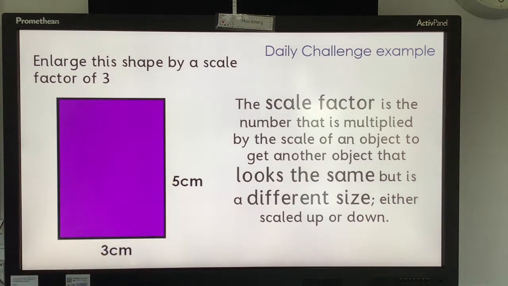If we're enlarging this shape by a scale factor of 3, we need to remember that the scale factor is the number that is multiplied by the scale of an object to get another object that looks exactly the same but is a different size, and we either scale up or we scale down. Yesterday we looked at how maps scale things down, or binoculars scale things up, make it look bigger. So we need to enlarge, make bigger, this shape by a scale factor of 3. I'd like you to have a think about how you do that.